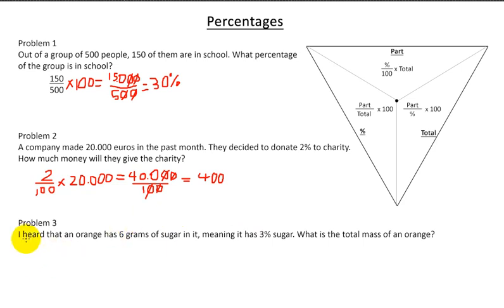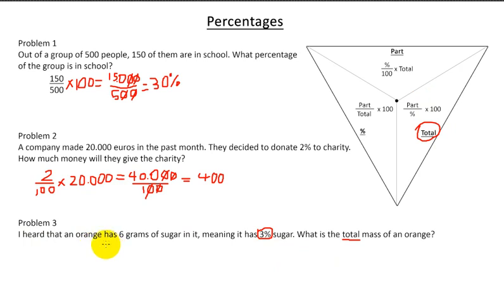Next up, I heard that an orange has 6 grams of sugar in it, meaning it has 3% sugar. What is the total mass of an orange? Okay, this might seem a little difficult because you're not exactly sure what it's asking of you. But you can see here right away that it has 3%, meaning you know the percentage, and it says what is the total mass, which should indicate that we're looking for the total. So we're in this case. We have the part, we have the percentage, we're looking for the total.